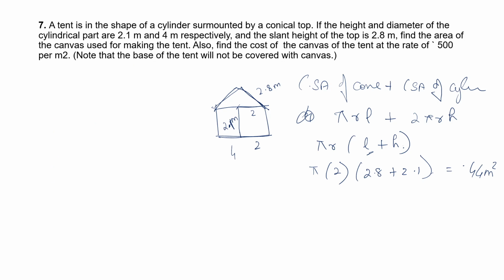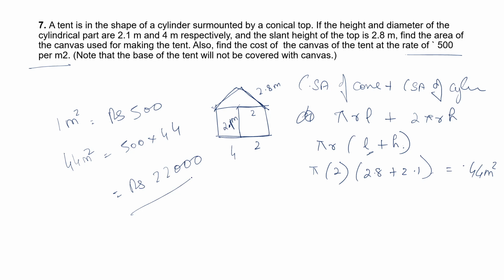So again, what is given? Find the cost of the tent at the rate of 500 per meter square. So 1 meter square costs rupees 500. How much do you want? 44 meter square. So 500 into 44. That much rupees will cost. It will be 22,000 rupees you require to make this tent.